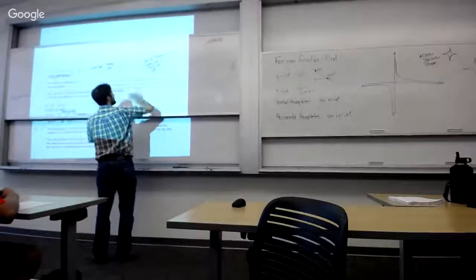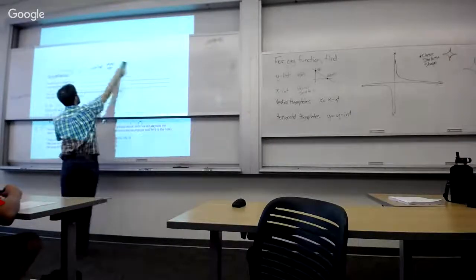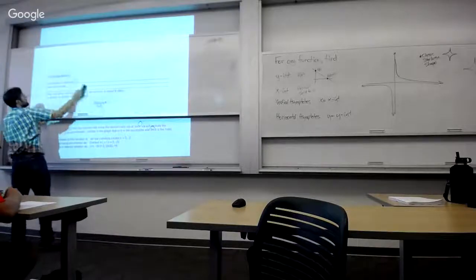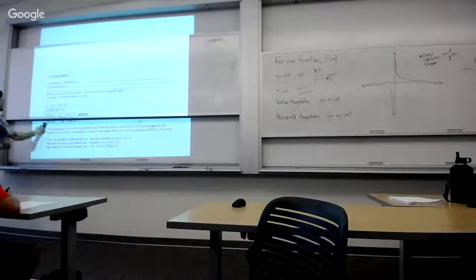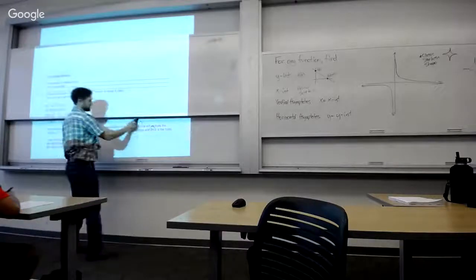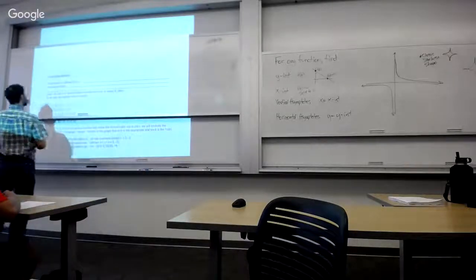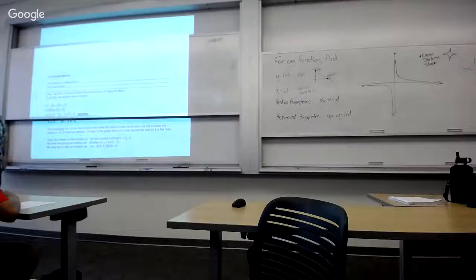First, how do we find the domain? Equate the denominator to equal to 0 or not equal to 0. Correct. And then factor it out.